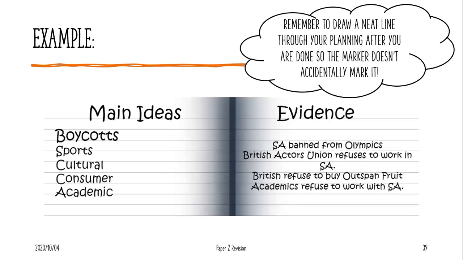Especially since there's a lot of information when it comes to history essays, and it's very difficult to keep all of that information in your head. So if you write it down, you create a reference point for yourself. But I must stress that you must remember to draw a neat line through your planning after you are done so the marker doesn't accidentally mark it.